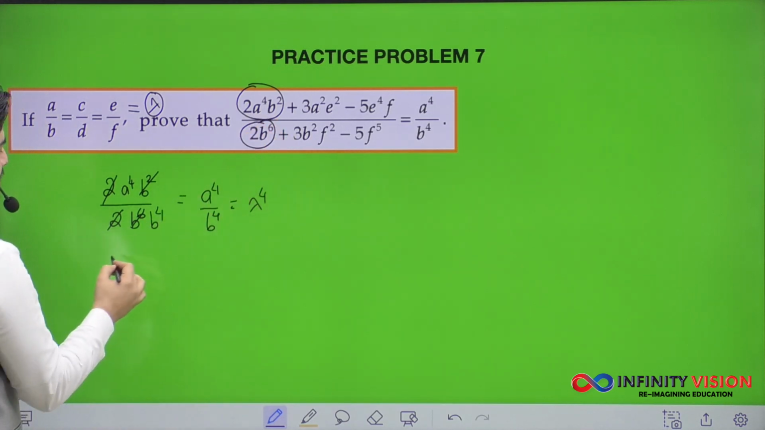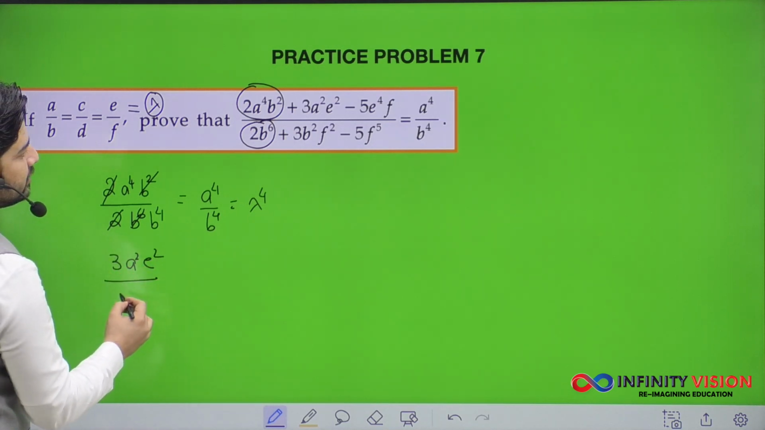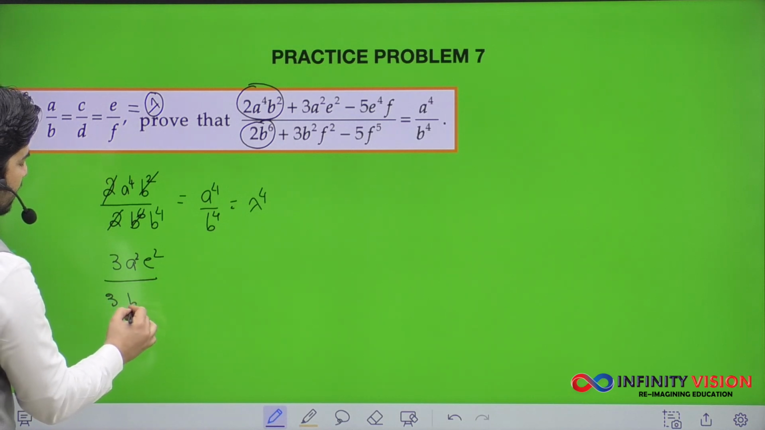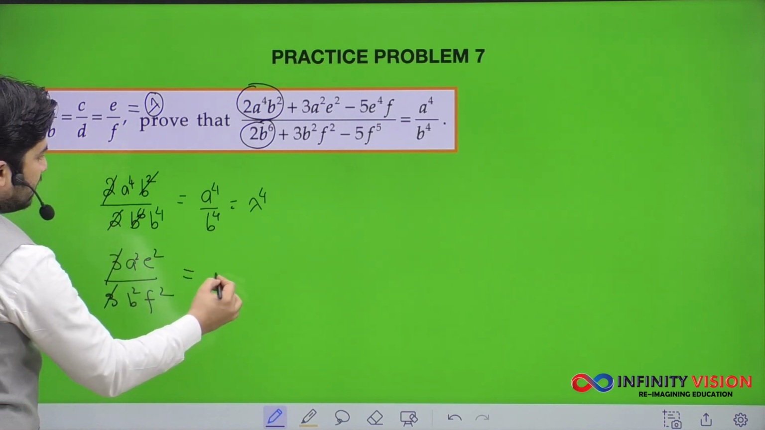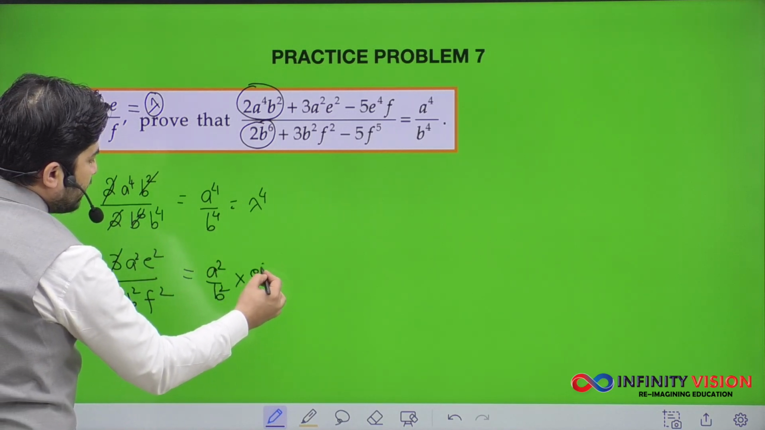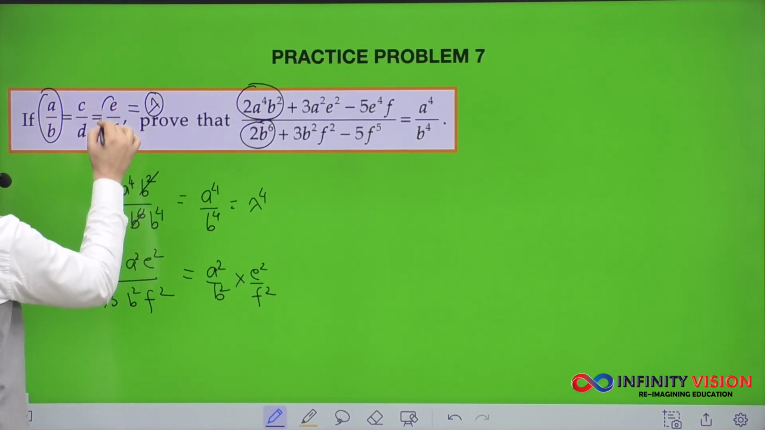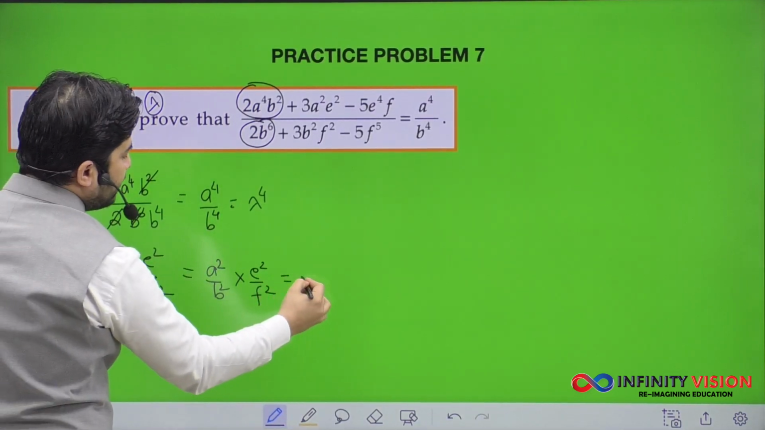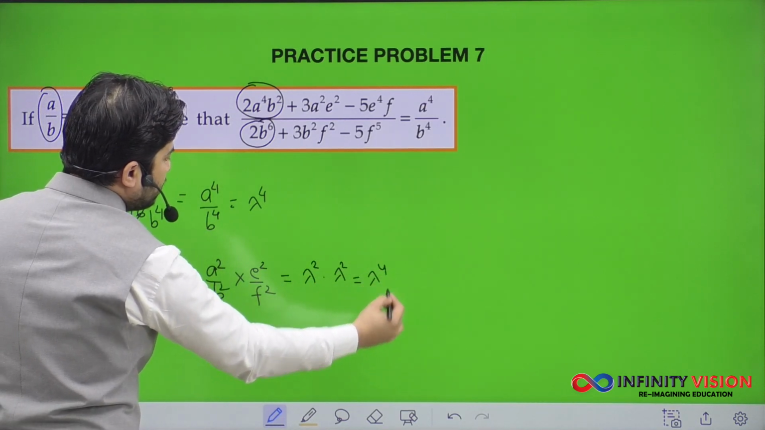Now let's see what exactly the second term is. The second term is 3a square e square and 3b square f square. So what you can do, 3 will cancel each other. A square upon b square into e square upon f square. What is a upon b? That is lambda. And what is e upon f? That is also lambda. So lambda square into lambda square, that is also equivalent to lambda to the power 4.